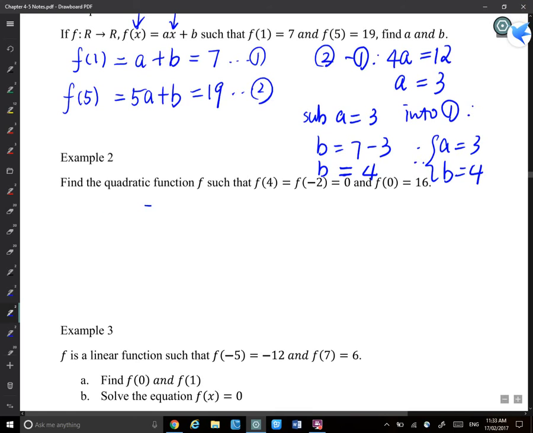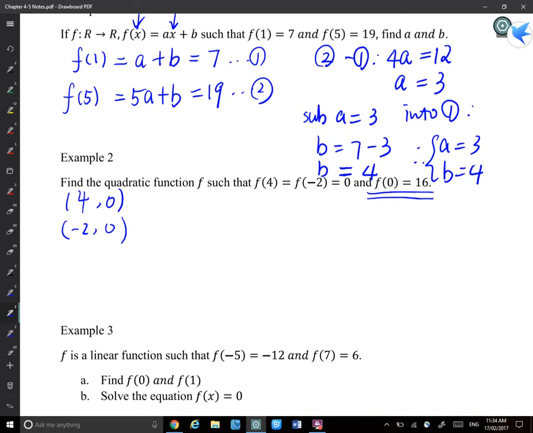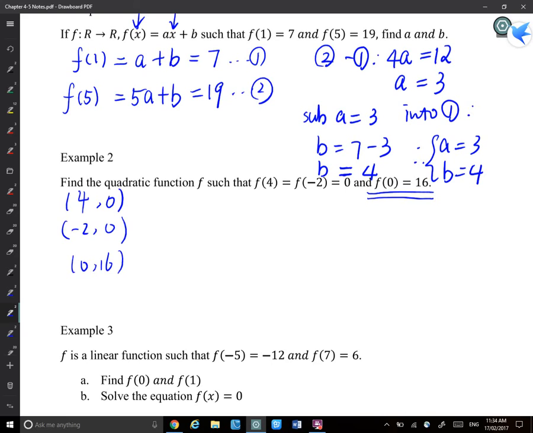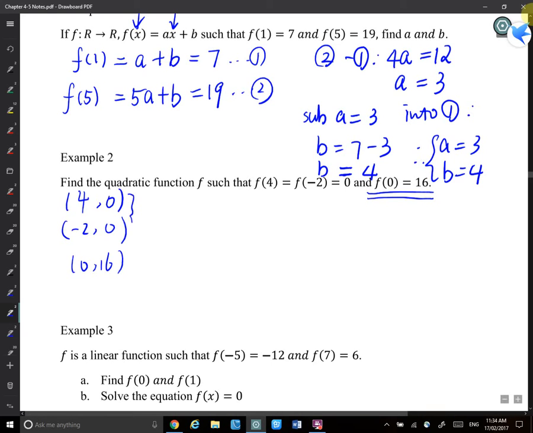So from this line, I should know 4, 0 is 1 coordinate, and -2, 0 is another coordinate. And from the other, when I sub 0 in, I will have the equation out with value 16. So 0, 16 will be the other point. Those two are x-intercepts, and this one is the y-intercept.